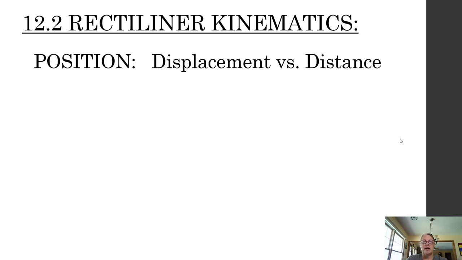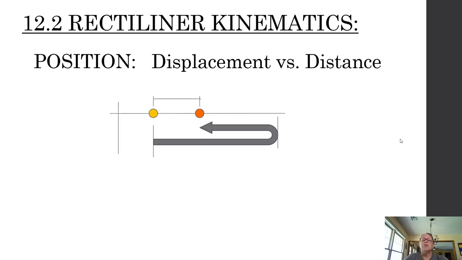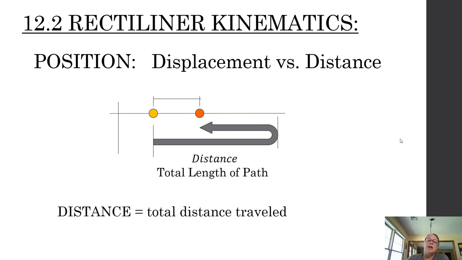Or S prime minus S. We could also look at distance. So in this scenario here, we can see that the car has traveled. Maybe I left my house and then I went to Aspen Coffee to get a coffee, and then I went to the university. So my starting and stopping positions are my house and the university, but I made a little trip there in the middle.